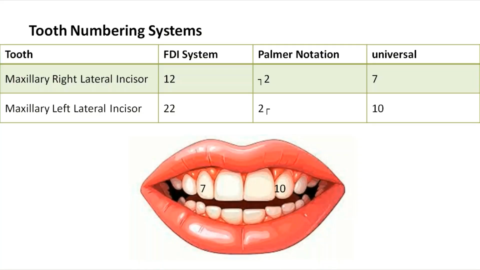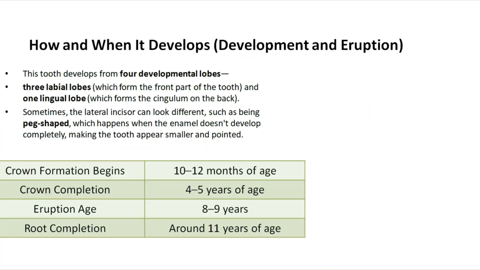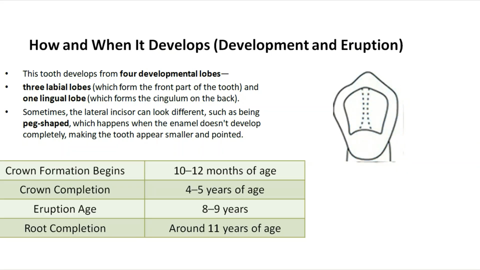Then we will discuss how and when it develops, the development and the eruption. It develops from 4 developmental lobes: the 3 labial lobes, which form the front part of the tooth, and the 1 lingual lobe, which forms the cingulum, the prominent part we feel on the anterior of our tooth. Sometimes the lateral incisor looks different, such as being peg-shaped, which appears when the enamel doesn't develop.